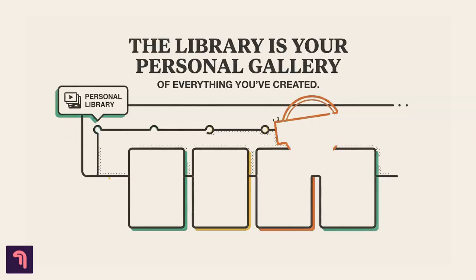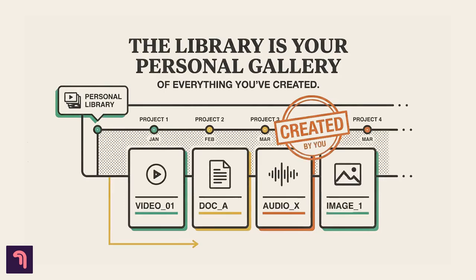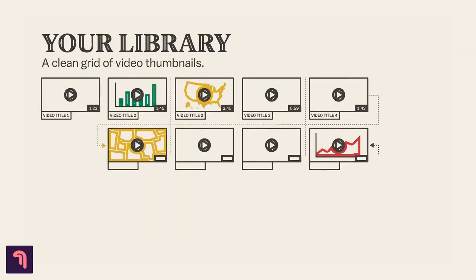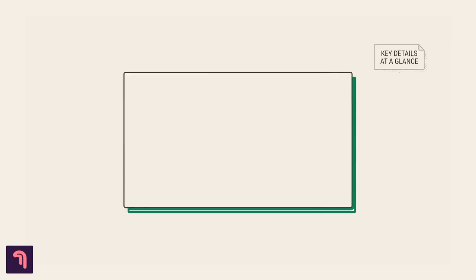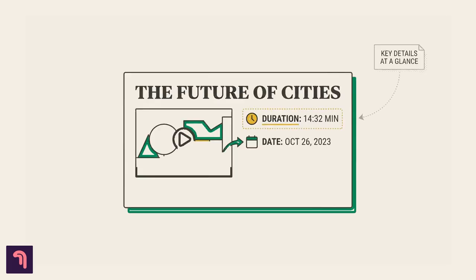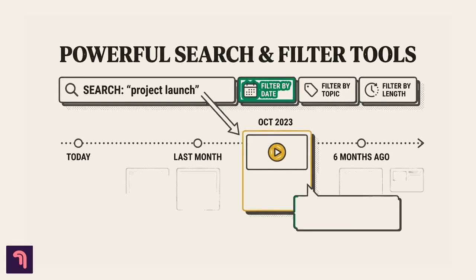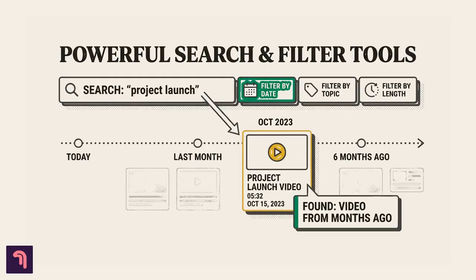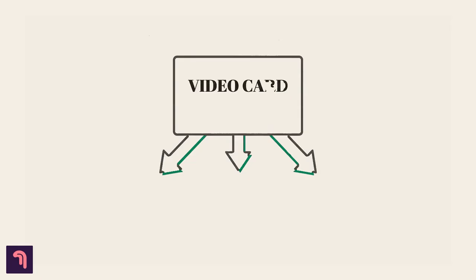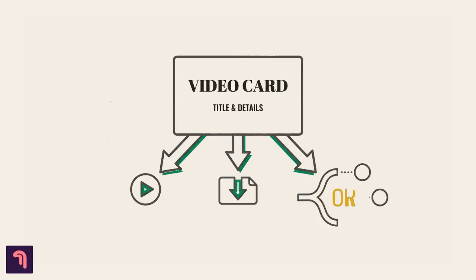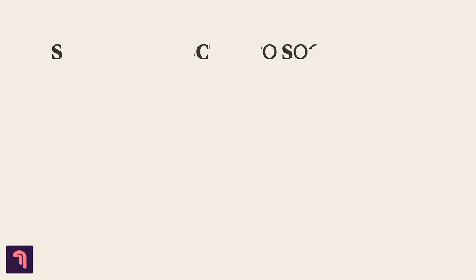The library is your personal gallery of everything you've created. It's a clean grid of video thumbnails. Each video is on a card with its title, duration, and other key details. You have powerful search and filter tools at the top, so you can easily find a video you made months ago. From the card, you can play your video, download it as a high-quality MP4 file, or share it directly to social media.